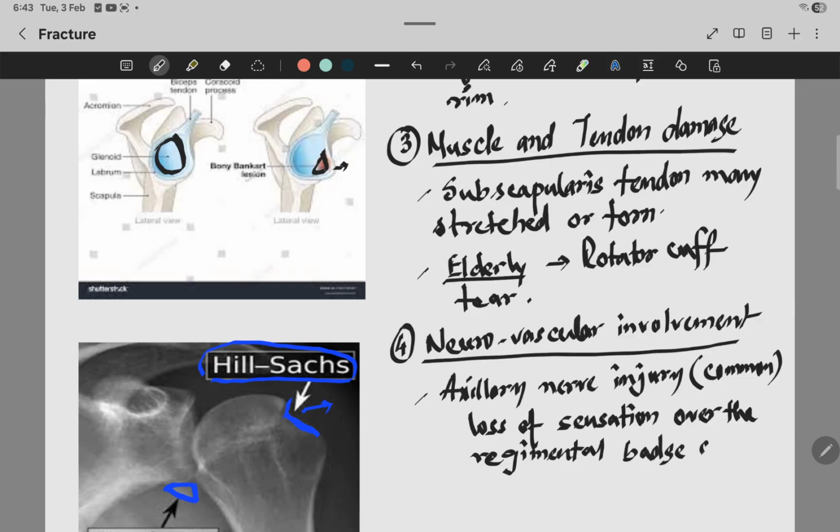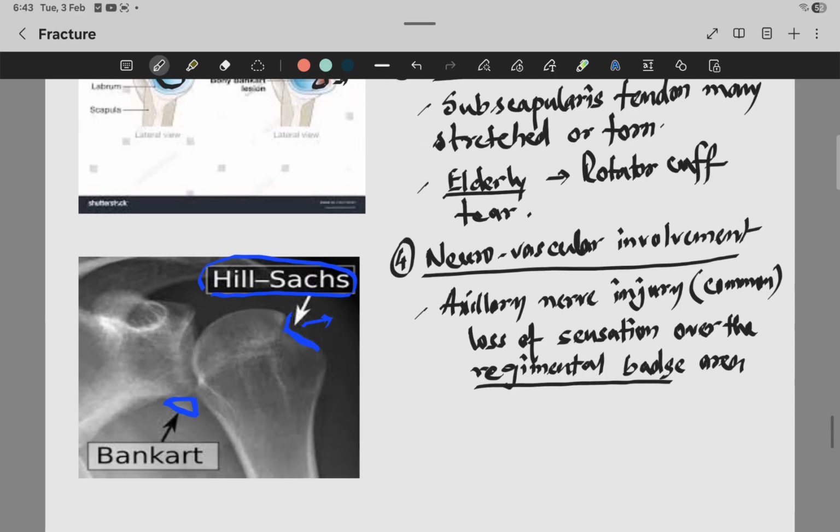What is the regimental badge area? In the army, the badge is worn at the regiment, and that region is known as the regimental badge area, where the army wear their badges. And another one is there may be deltoid muscle weakness, because the deltoid muscle is supplied by the axillary nerve.